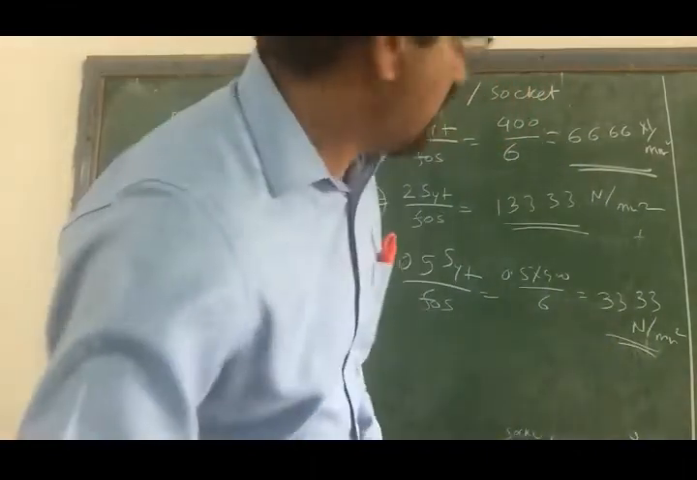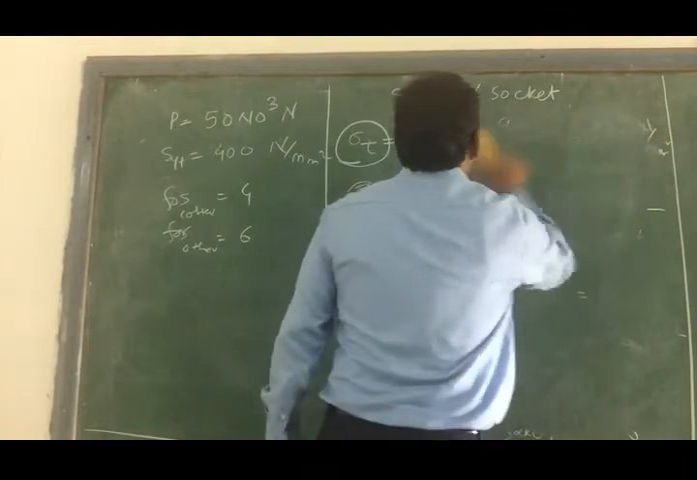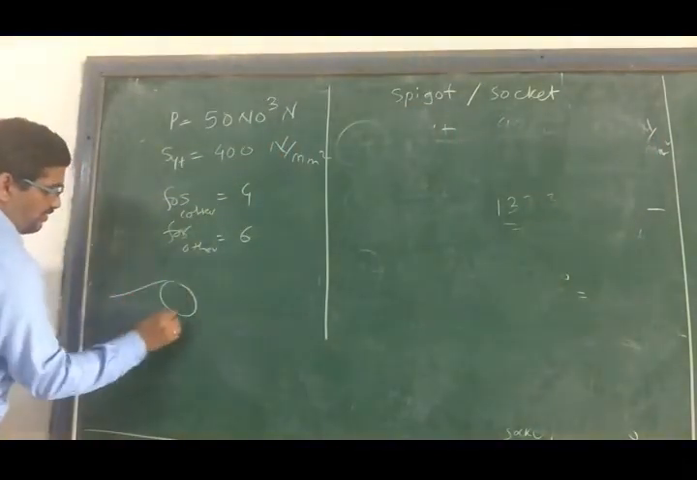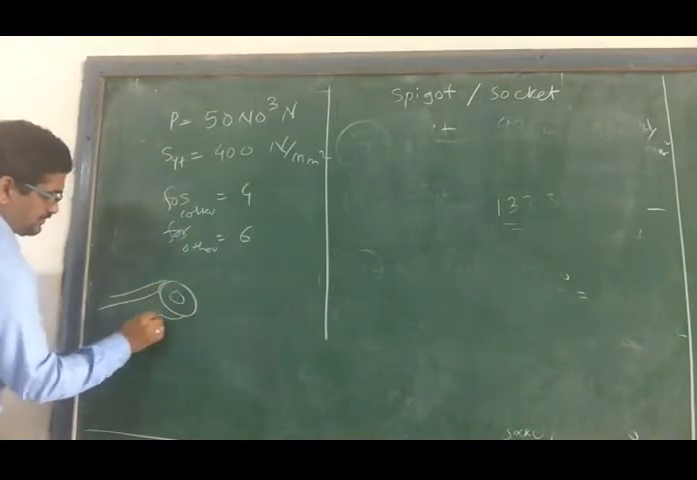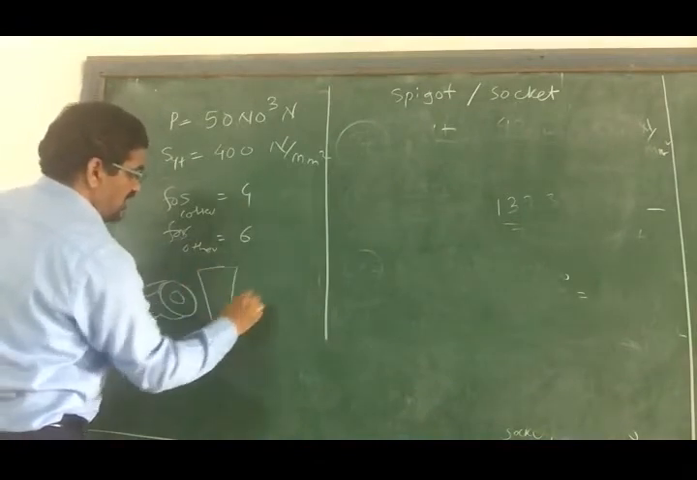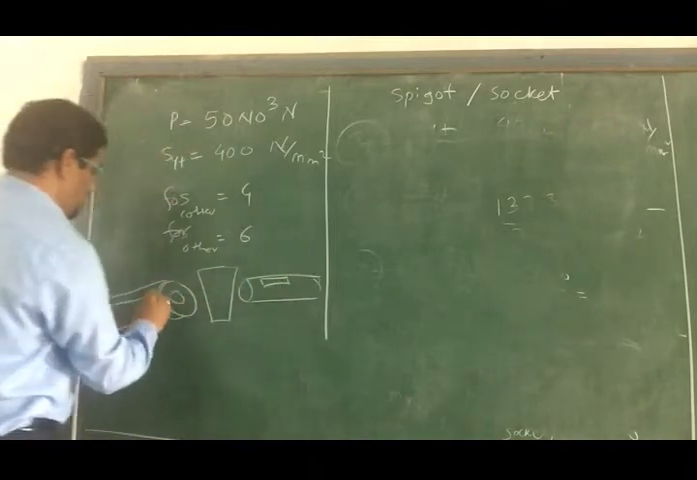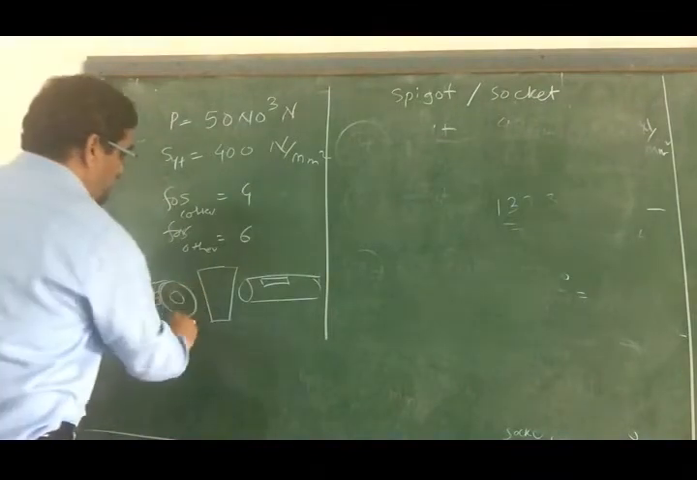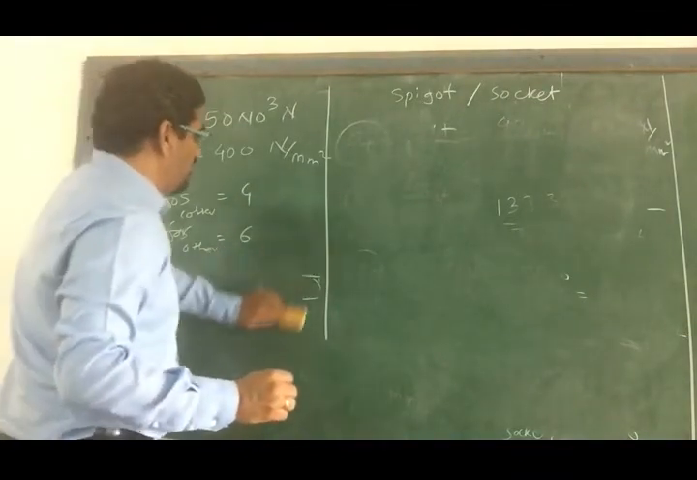Now similarly, we will find the limiting stresses for the cotter. You have 3 parts: the socket, the cotter, and the spigot. The spigot will have a slot in it, and this part has a slot in it too. So for these we have to find the limiting stresses. Now for the cotter we will find the limiting stresses.